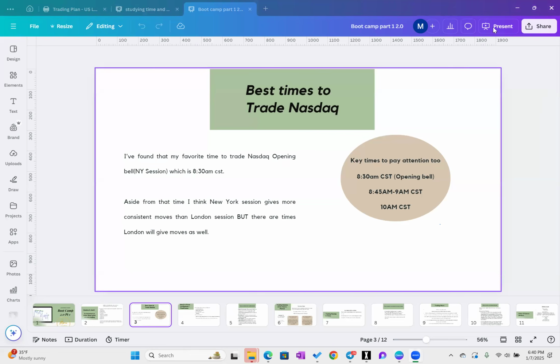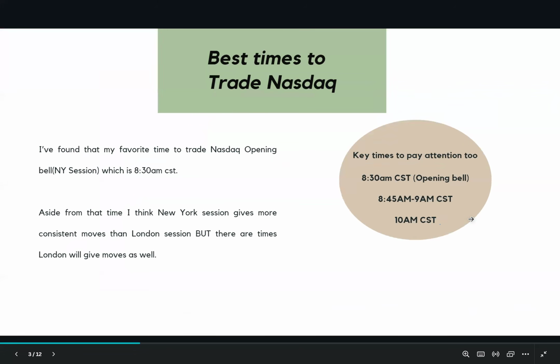All right, so my favorite time to trade NASDAQ is 8:30 a.m. CST, which is opening bell. Aside from that time, I think New York session gives more consistent moves than London, but there are times London will give moves as well. So key times to pay attention to when trading indices are 8:30 a.m. CST, which is opening bell, along with 8:45 to 9 a.m. CST, and then 10 a.m. CST. All right, so those are my favorite times or time frame to trade NASDAQ, right? But that doesn't mean that London session doesn't give opportunities. This is just personally my favorite time.